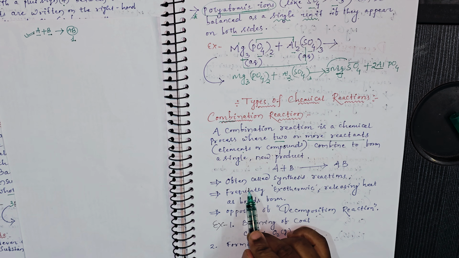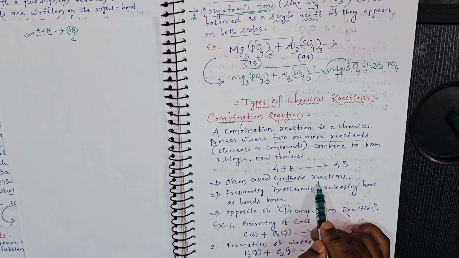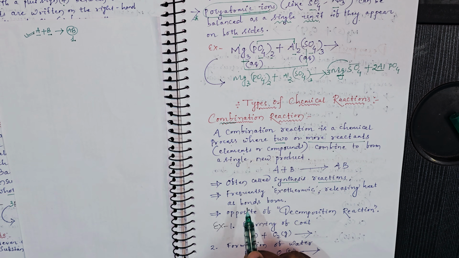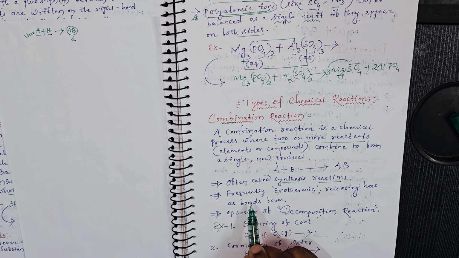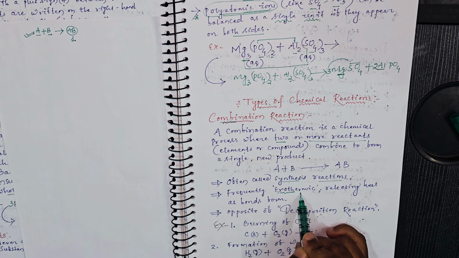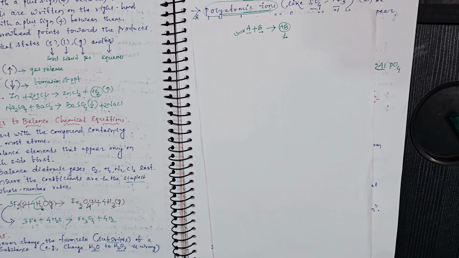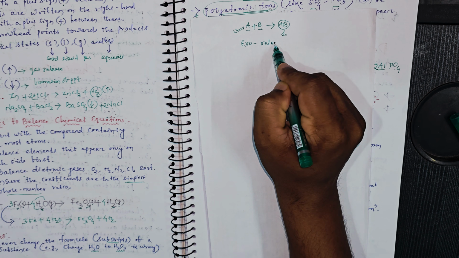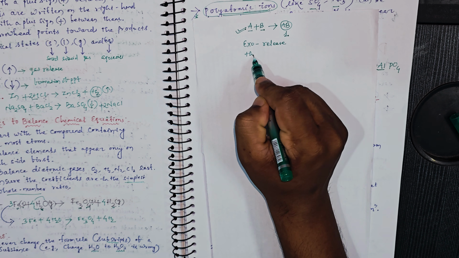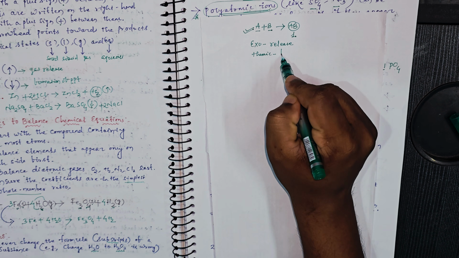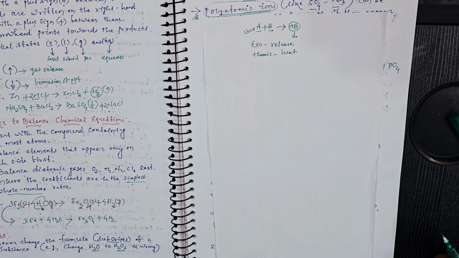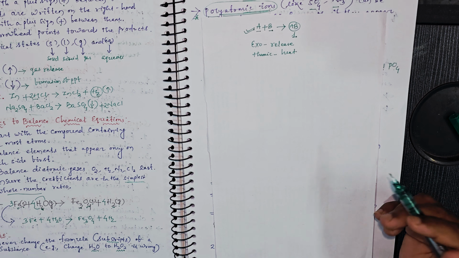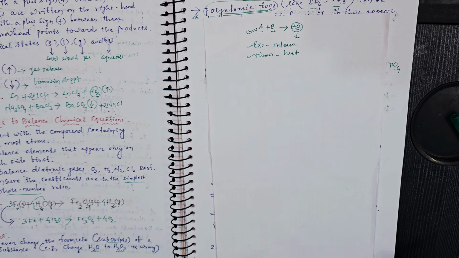Particularly these reactions are called synthesis reactions. Synthesis means only combination, or combining something. And frequently people also call it exothermic. What is called exothermic? Let me tell you. Exo means release and thermic means heat. That means during the chemical reaction, heat is released. So in a combination reaction, heat is released. That is what is called an exothermic reaction.